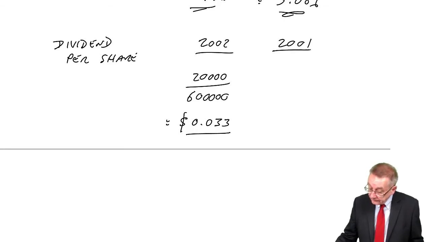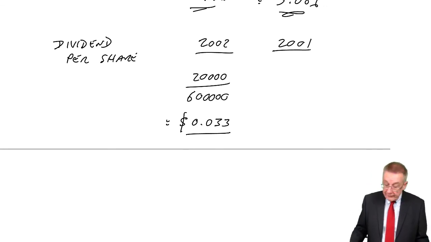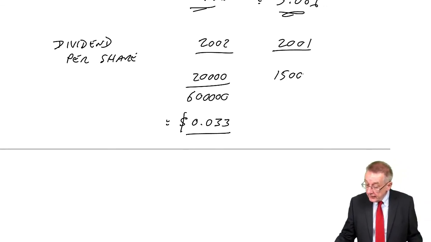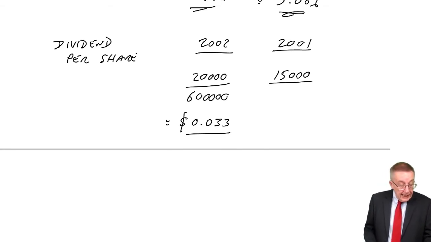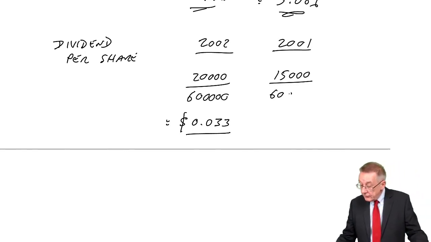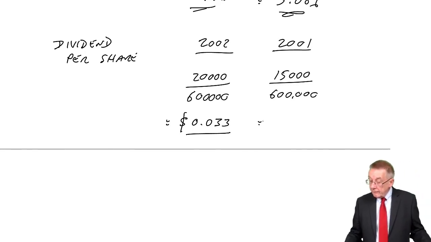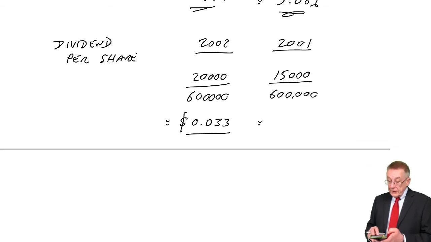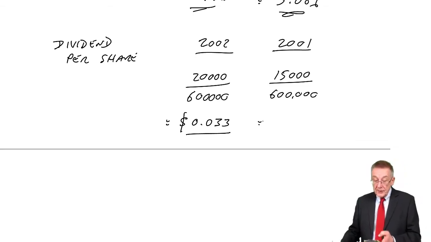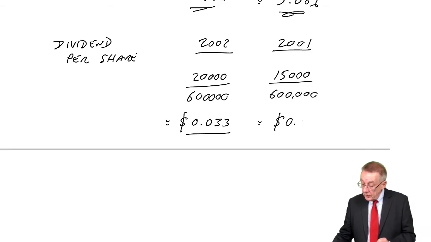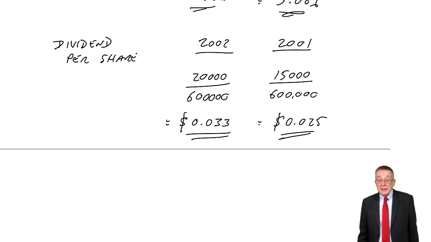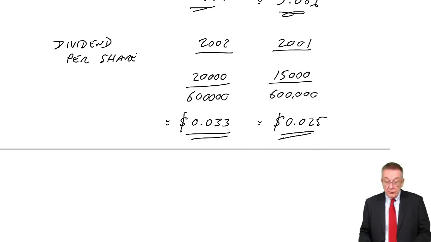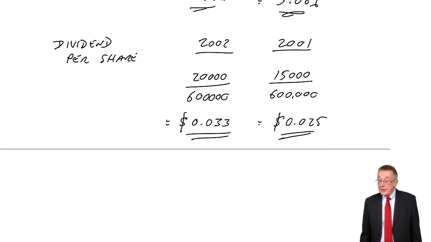What was it last year? Last year, the total dividend to ordinary shareholders was 15,000. The number of shares was still 600,000. And so last year the dividend per share was 0.025. So I think it's fairly obvious why shareholders are interested. Clearly, the more dividend per share, generally speaking, the happier they'll be.